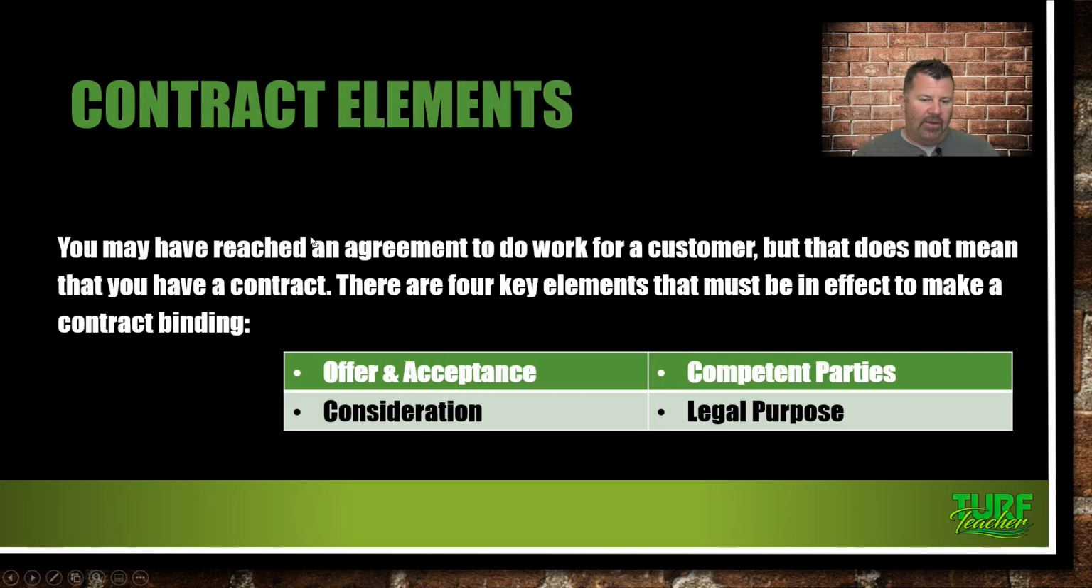The contract elements. You have reached an agreement to do work for a customer. They've hired you. Mr. and Miss Smith has called. You are ready to work. But that does not mean you have a contract. There are 4 key elements that must be in effect to make the contract binding. An offer and acceptance. Hey, we will do this job for you for $15,000. Mr. and Miss say, okay, we accept that.